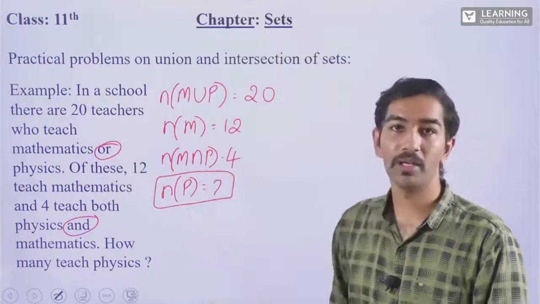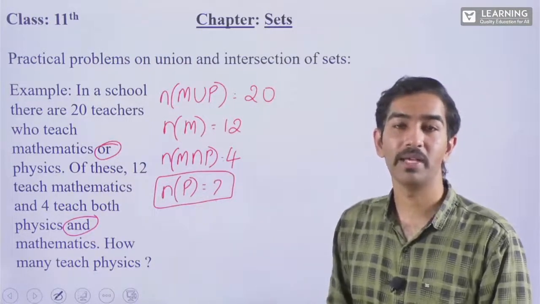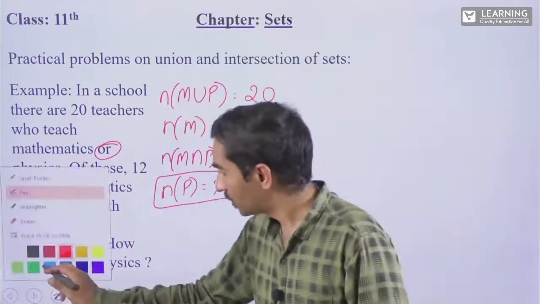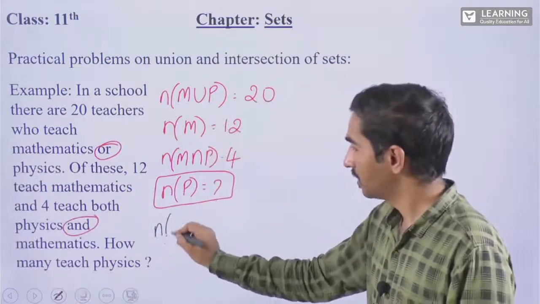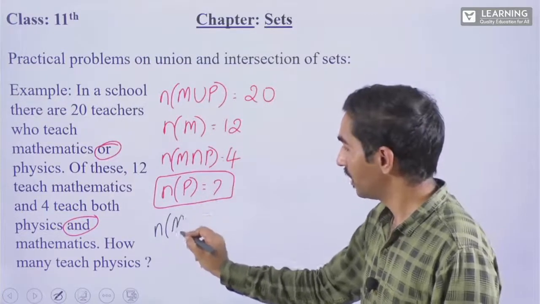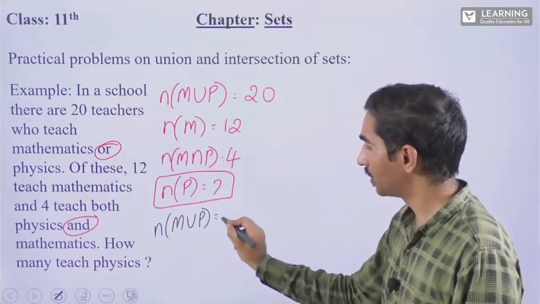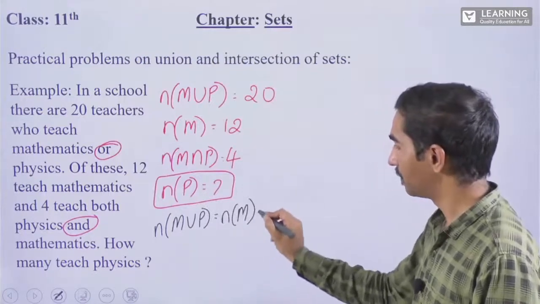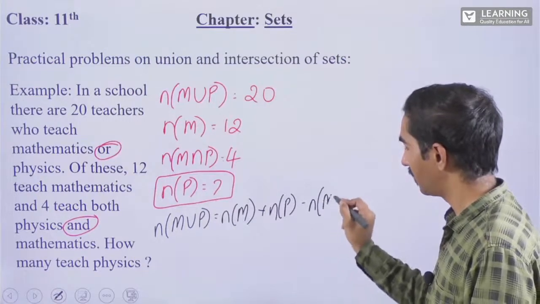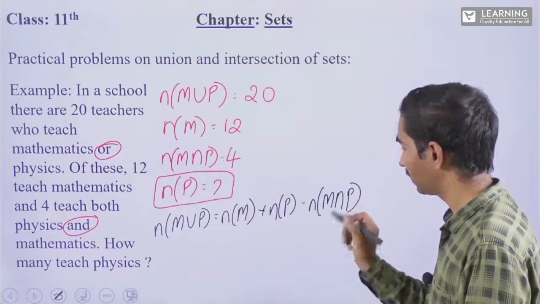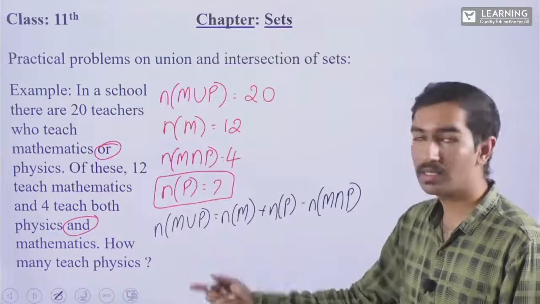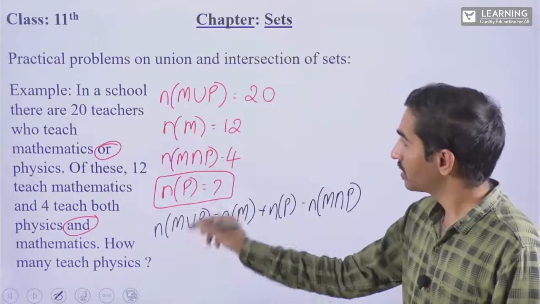To find out this quantity, what are we going to use? We are going to use whatever we have seen before this, that is nothing but that formula. So what was that formula, students? The formula is like this. N of, instead of A and B, we'll take M and P only. So M union P will be equal to N of M plus N of P minus N of M intersection P. This is the formula we saw, in terms of A and B, now we are changing only the variables to M and P. Do you know this? Yes, we know this.